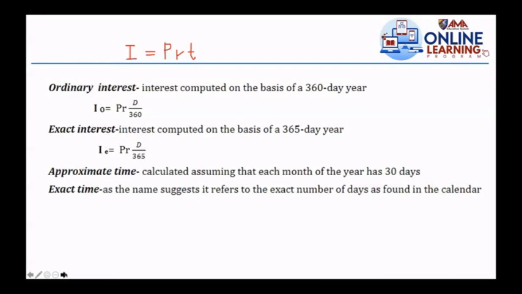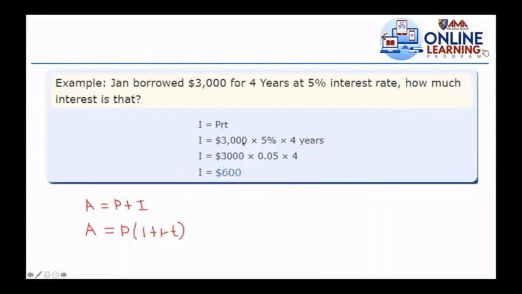Now, let's go to the problem. John borrowed $3,000 for 4 years at 5% interest rate. How much interest is that? Again, in problem solving, there are 4 steps. Understand the problem and then devise a plan. In devising a plan, our strategy here is to use a formula. But to implement the plan, which is the third step, we should be able to identify which one is P, which one is R, and which one is T.